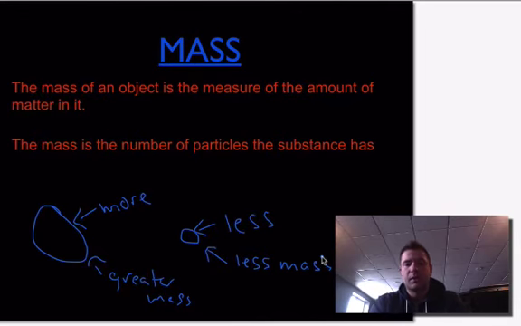Okay, so the reason that the one has less mass and one has more mass is because in this second point right here, the mass is the number of particles the substance has. So clearly this one right here has more particles than this one right there. So therefore it's going to have a greater mass.